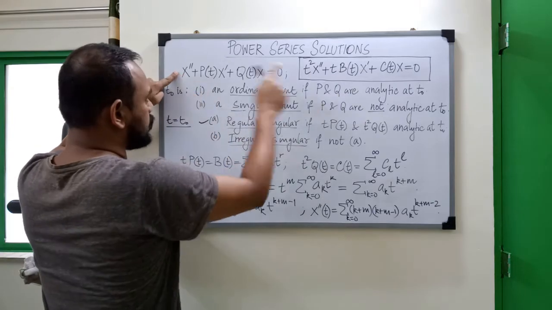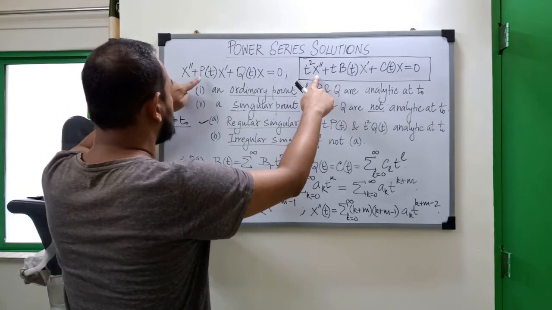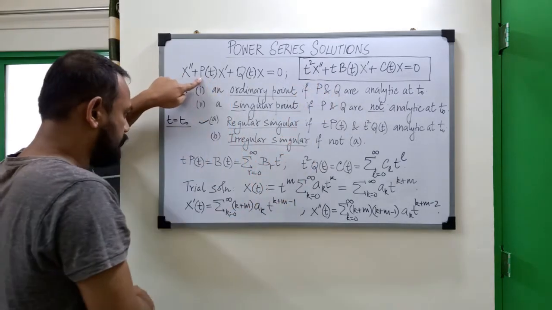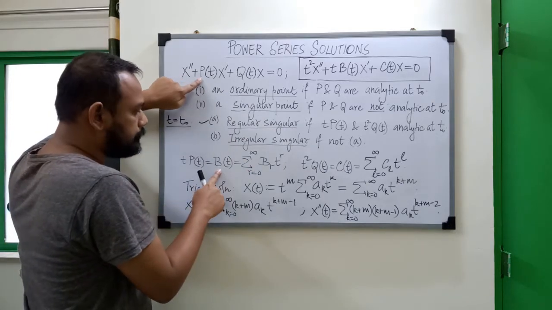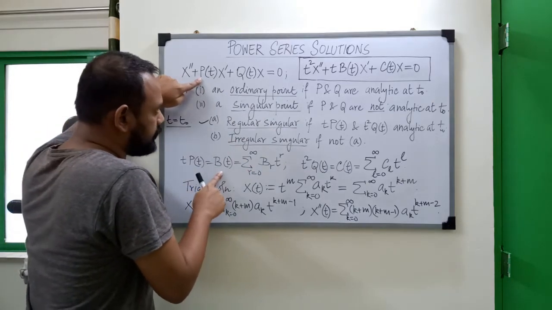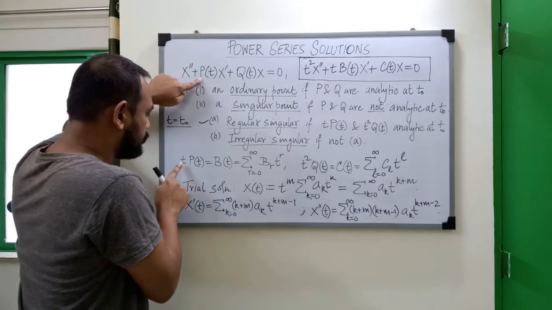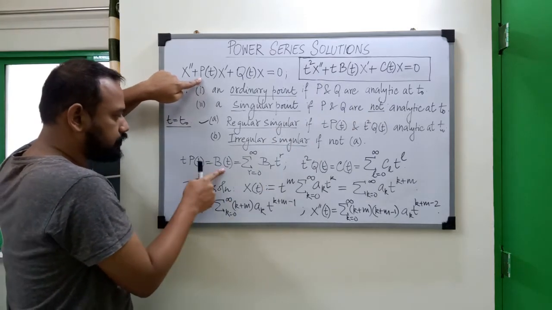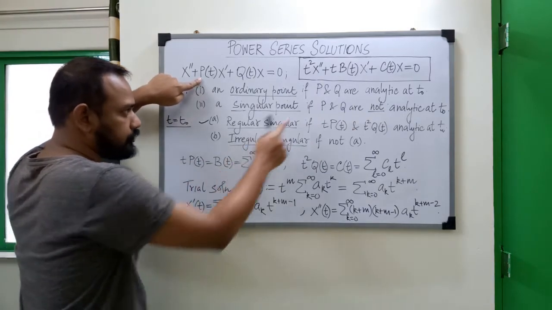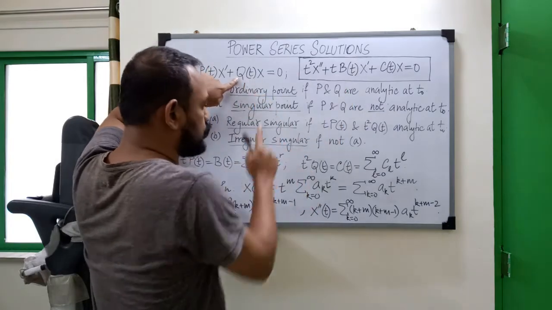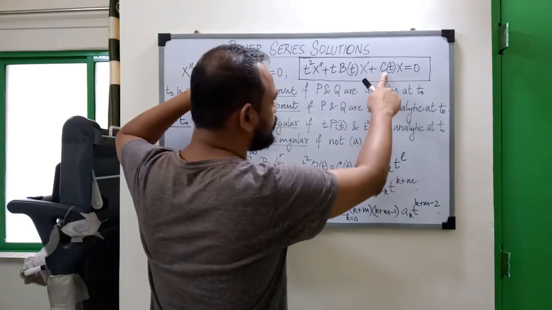You would get this T square X double prime there. You would get a T square P over there, but Tp is already B. So T square P will be TB, okay? It's just multiplying another T on both sides of this equation. And T square Q is already C, so there is a C, okay?